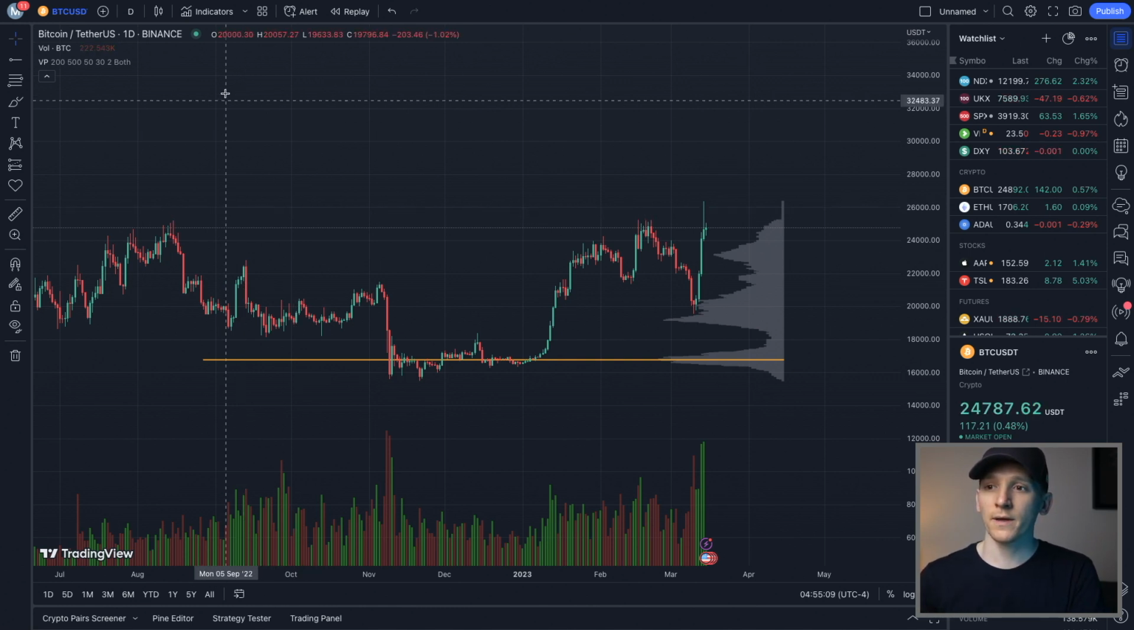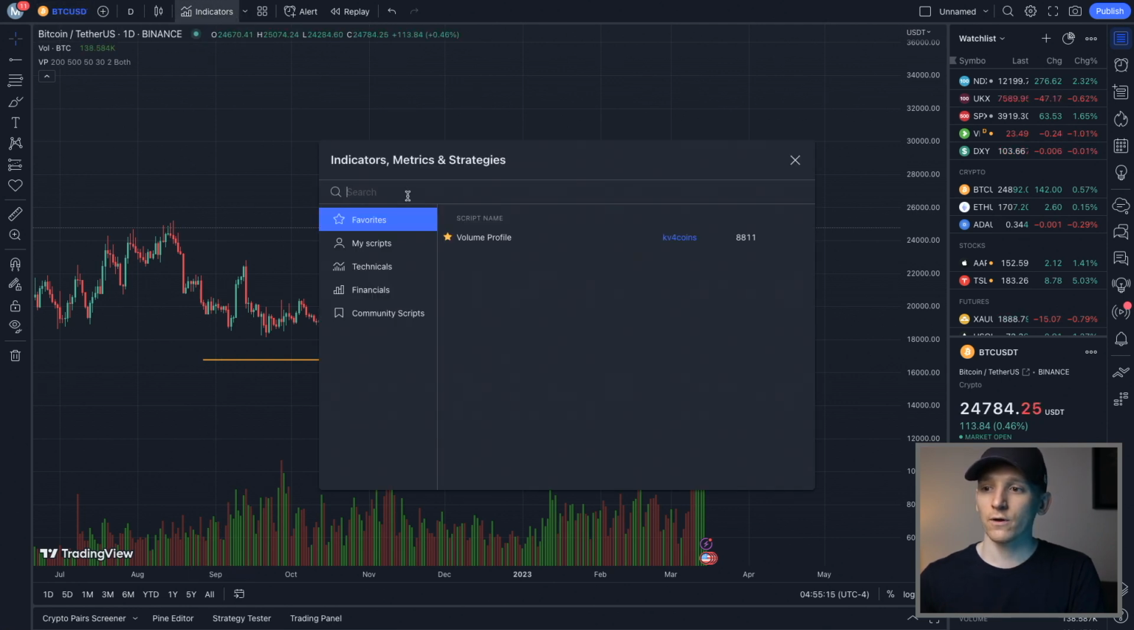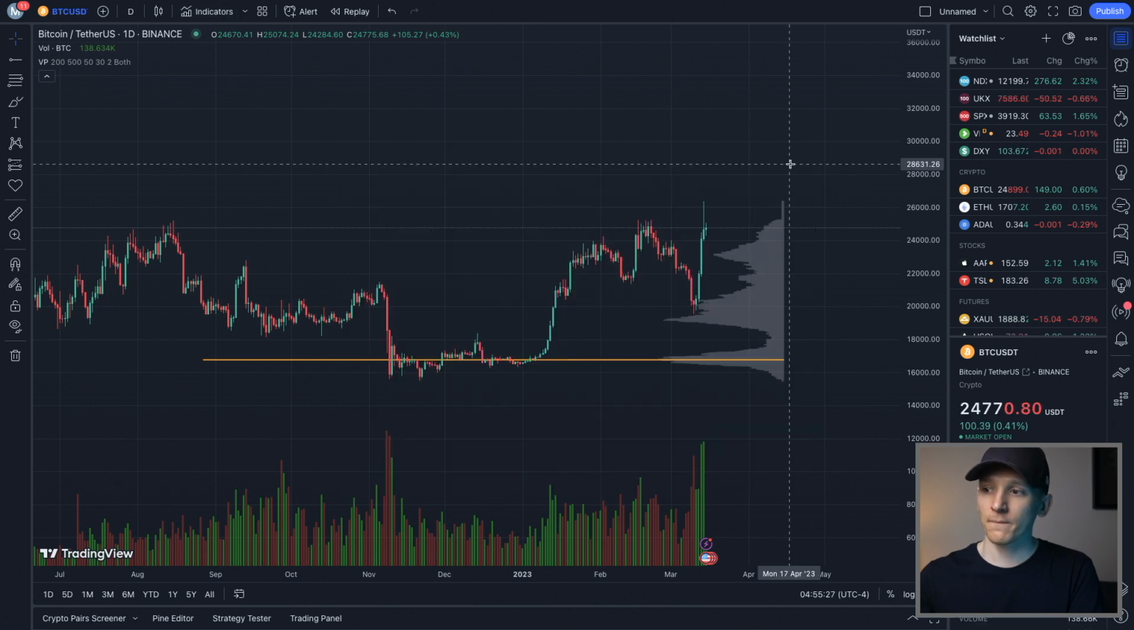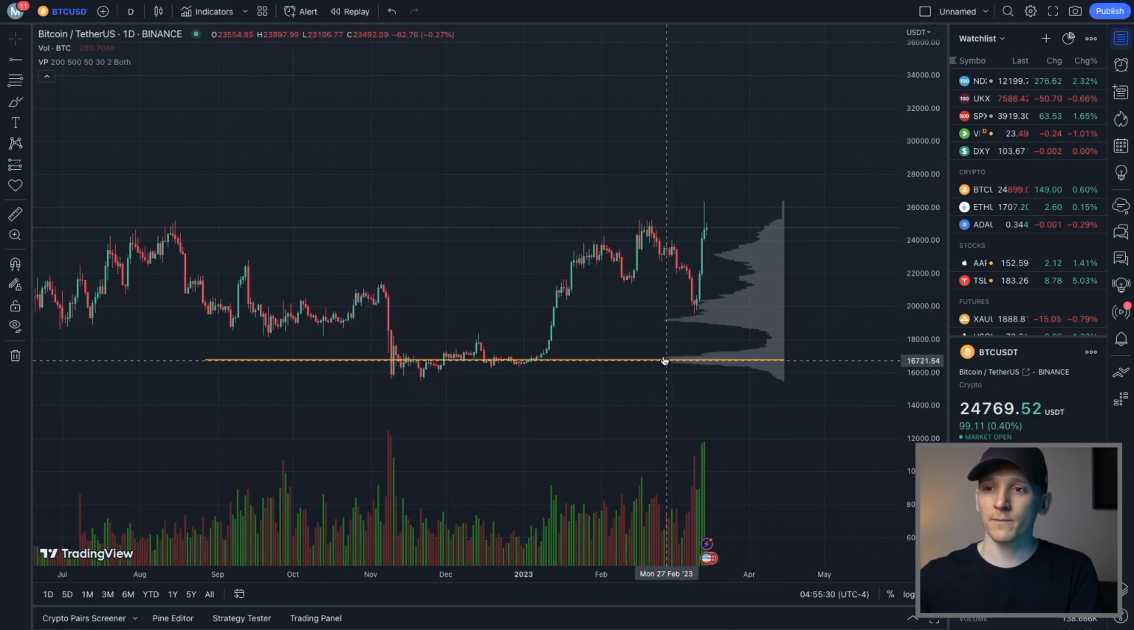So we can come up here and click indicators. We're on the BTC chart, BTC USD. I'm going to come to indicators, and we're going to look for volume profile. If we just search for volume profile, you should click this one, and you can make it a favorite as well. This is a community-made volume indicator that's very similar to VPVR. It's right here.